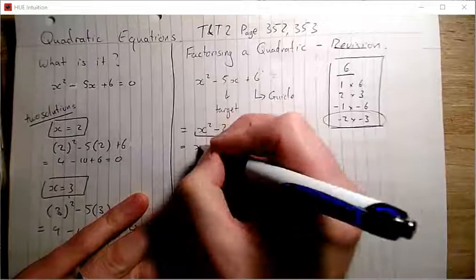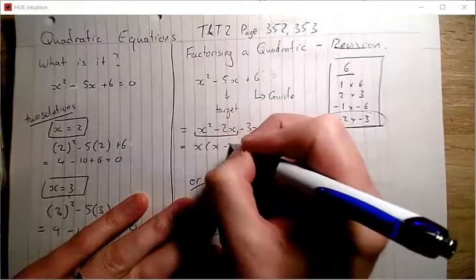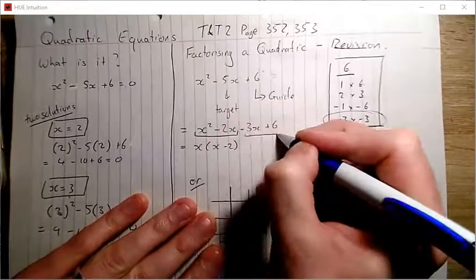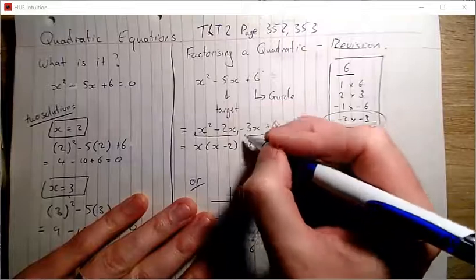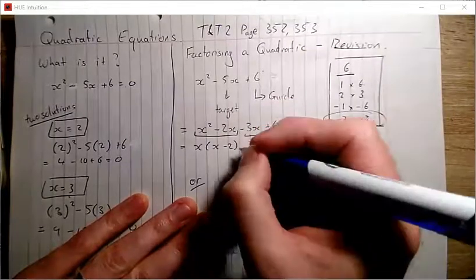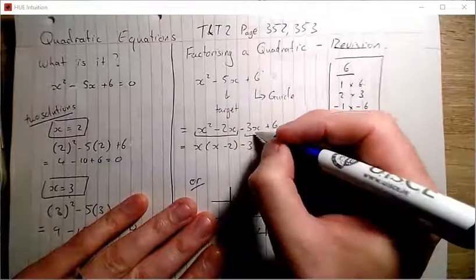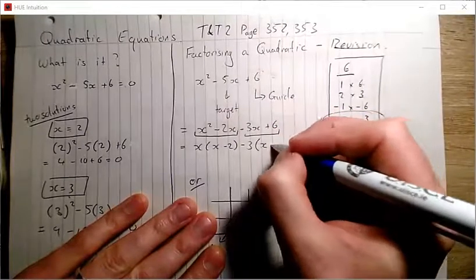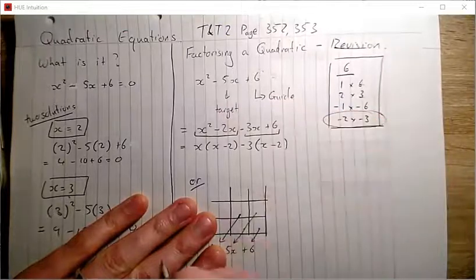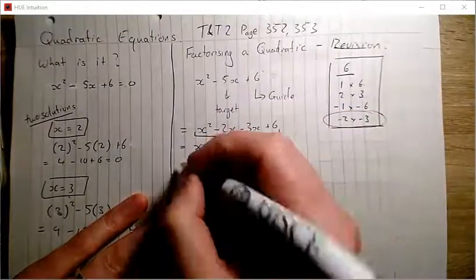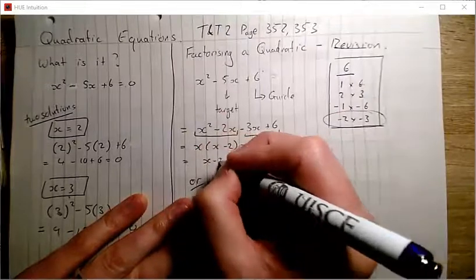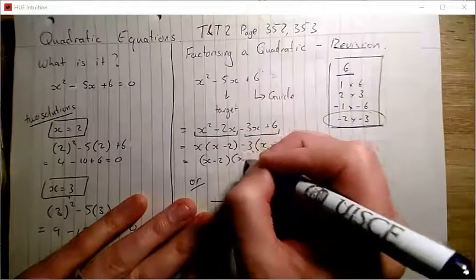You've got a common factor of x here, times x minus 2. Now here you've got a common factor of 3, but you always take this sign. So if that's negative, you take -3. That middle sign, you always take it. -3 times x, and then -3 times -2 gives plus 6. So this whole thing can be factorized as x minus 2 times x minus 3.